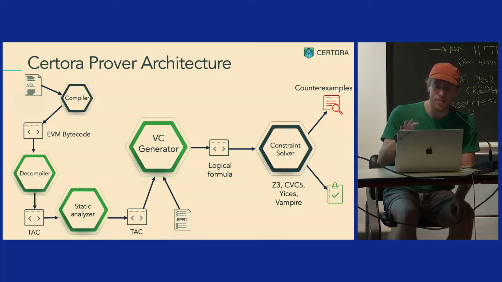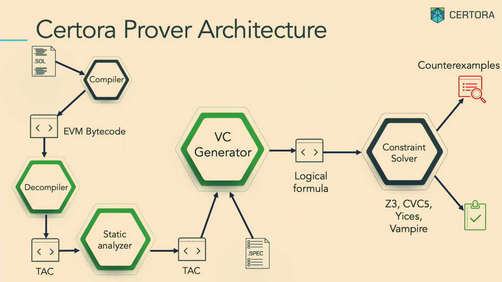So zooming in a little bit more, this is kind of the overlying architecture that we're going to go through step by step here. So you can see the compiler, decompiler, static analyzer are kind of those simplification steps. VC generator, that's turning those instructions into a formula. And then, like I said, we send those to some constraint solvers, some SMT solvers to do the kind of final hard work for us.